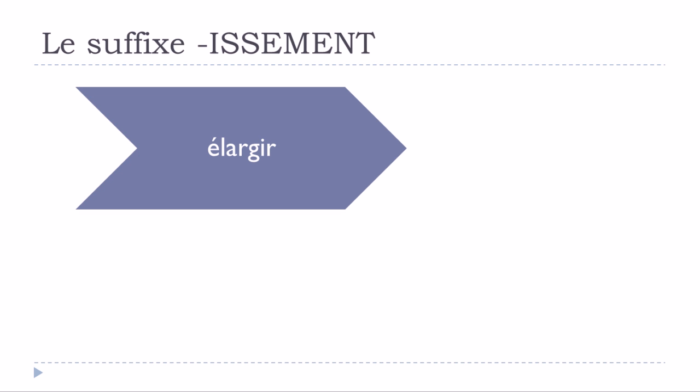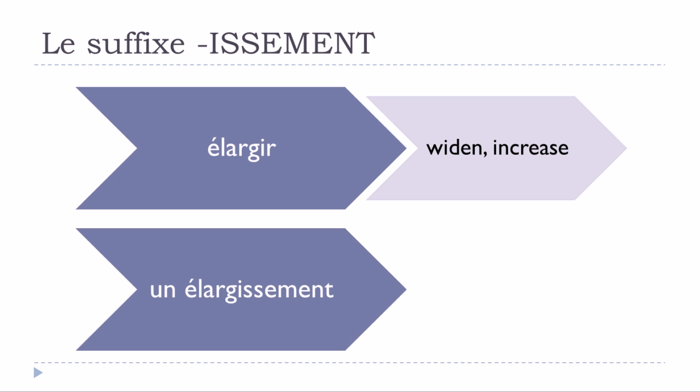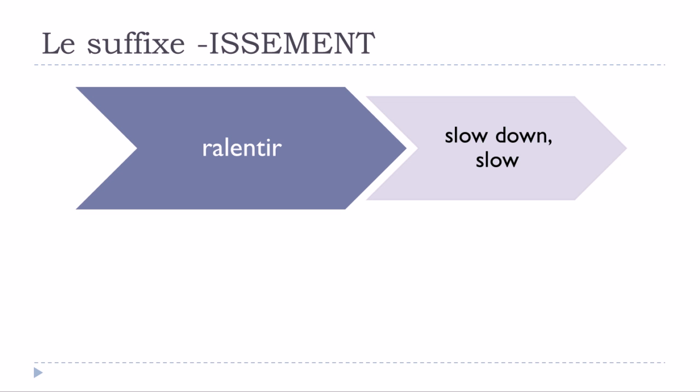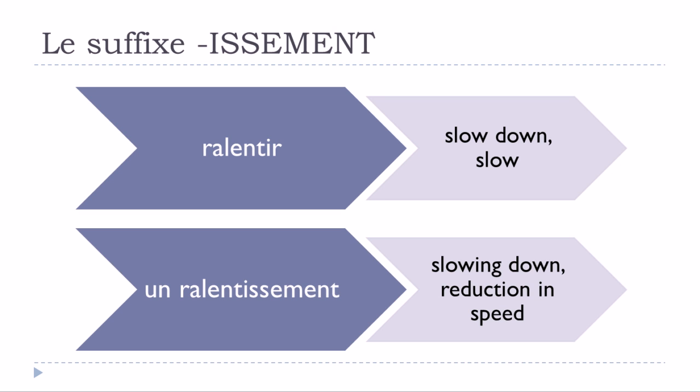Okay, so let's see a few examples now. The first one, élargir, and you can see here the translation in English. Un élargissement. As we saw, you just need to take away the ending from the verb and replace it with the isement, and then you get un élargissement. Élargir, un élargissement. Ralentir, un ralentissement.